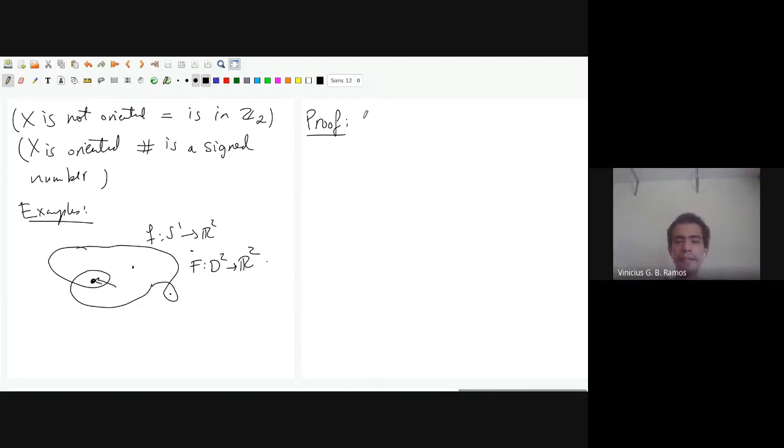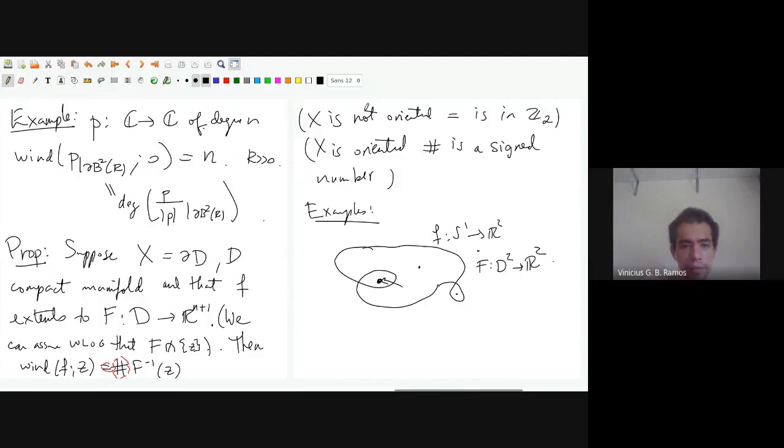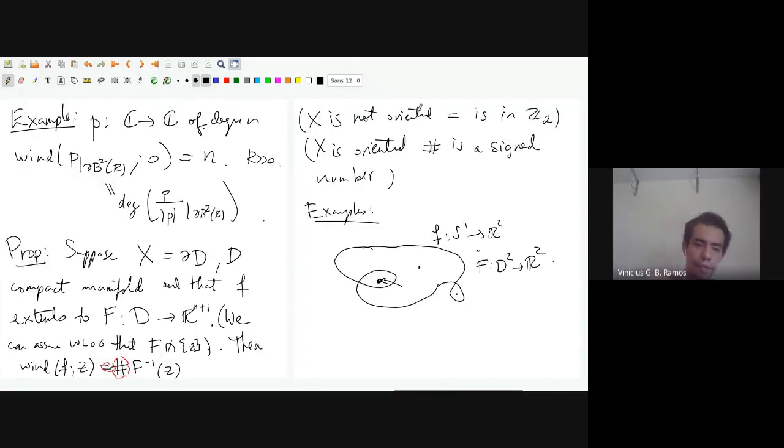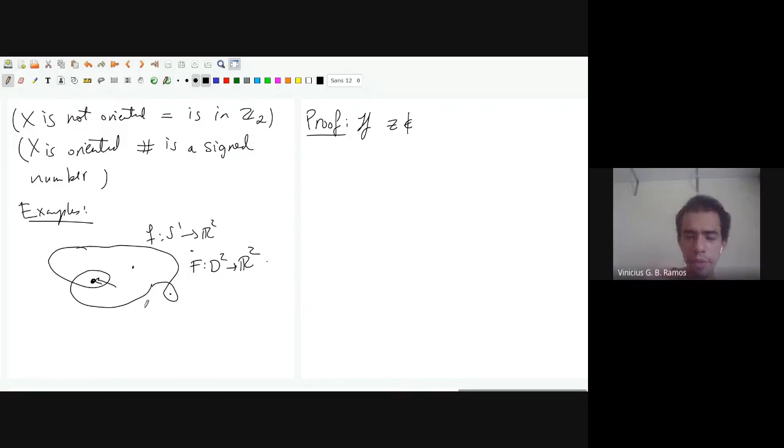So in the first case, let's suppose z is not in the image. Let me remind you of the setup. I had my function f, which was defined on the boundary of D, and then I've extended it to all of D. And then I want to look at the pre-images of z, and I know they're all in the interior of D, and I want to count them, and I claim that that's equal to the winding number. Okay, so the trivial case is when z is not in the image of capital F.